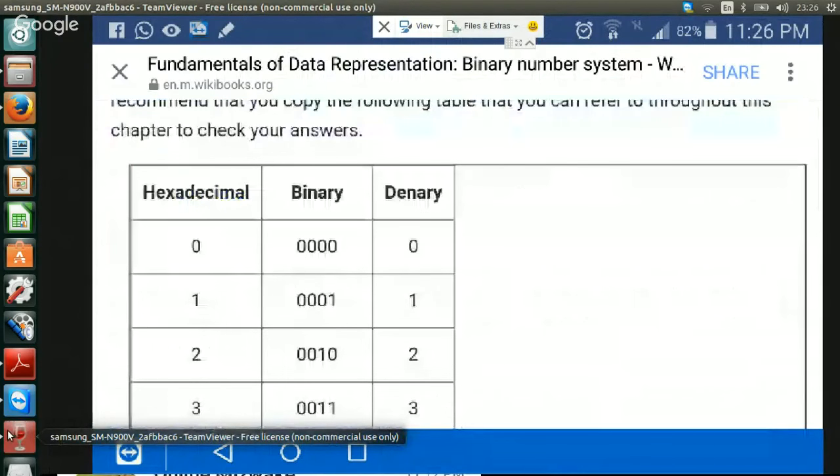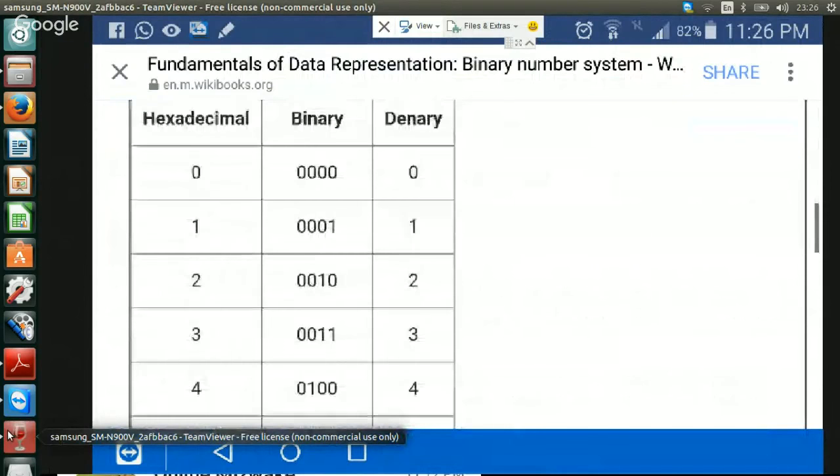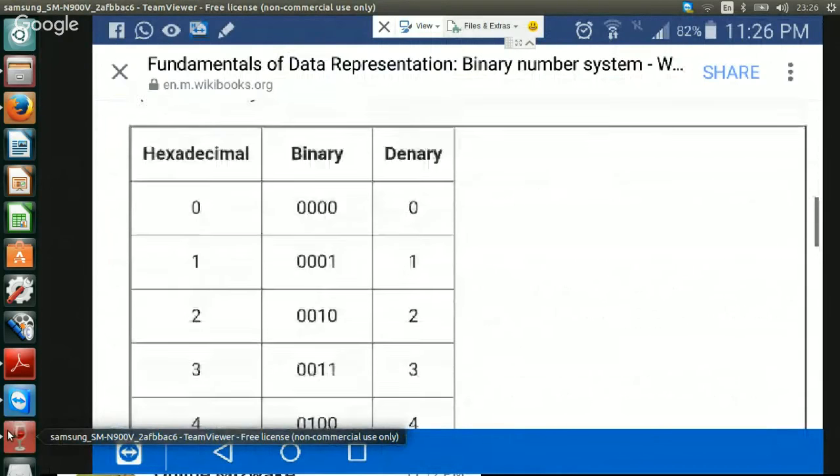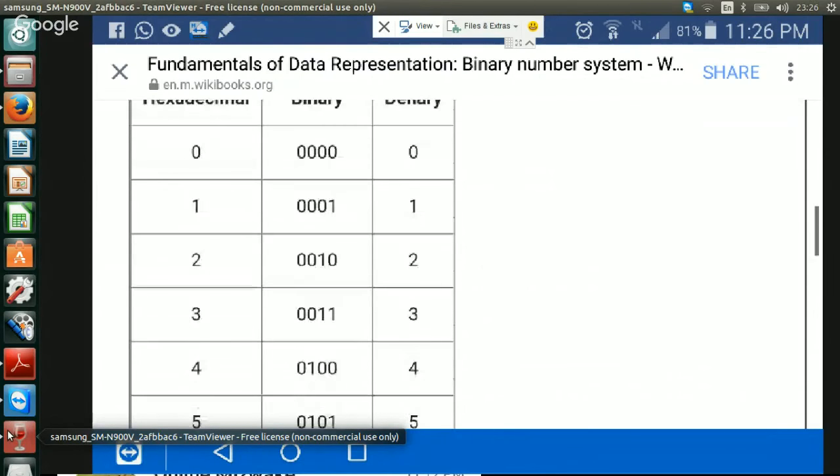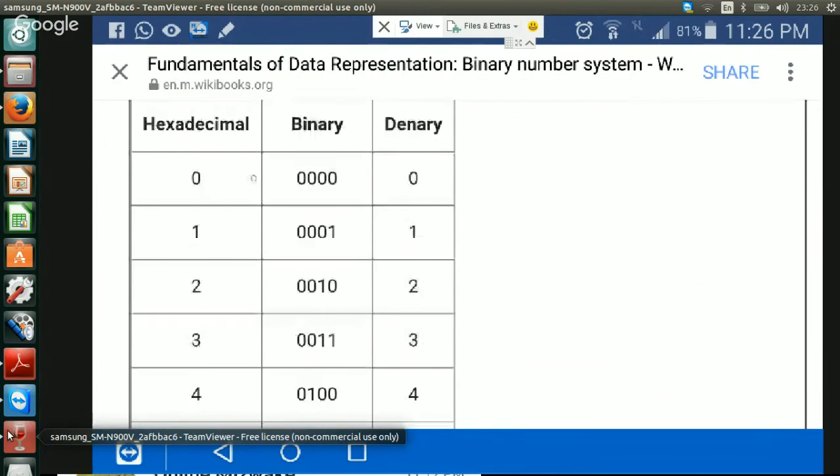This is a table that will come again and again: the hexadecimal, the binary, and the decimal. For example, here is the hexadecimal number, and this is the binary equivalent. Definitely 0 is represented as 0000.